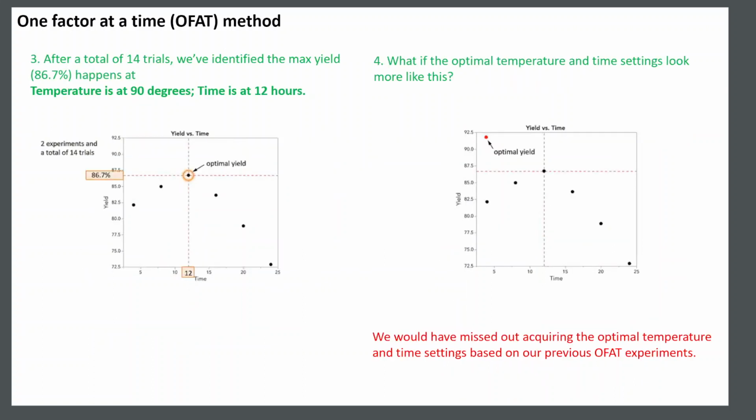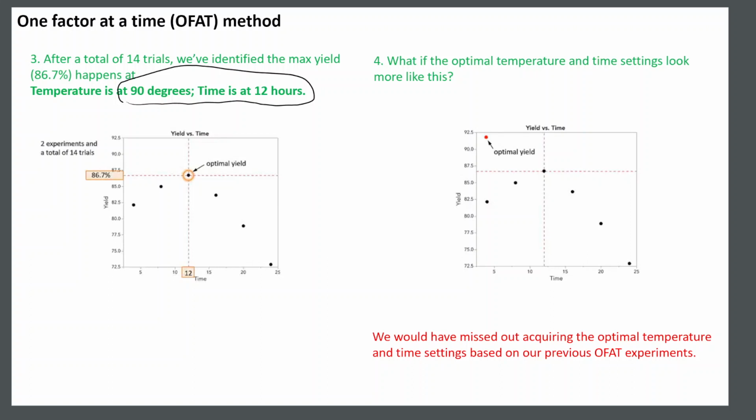So according to the one factor at a time method, we have now established a relationship between yield and time, and yield and temperature, and we have obtained the optimal parameters with the data sets we already had. With that we are clear that 90 degrees Celsius and a time of 12 hours are the optimal parameters where we get the maximum yield.